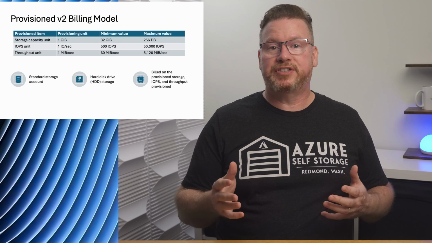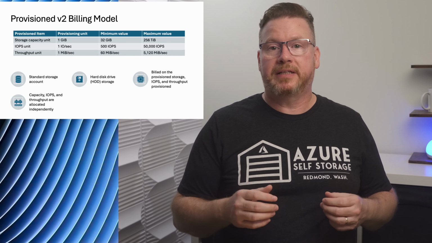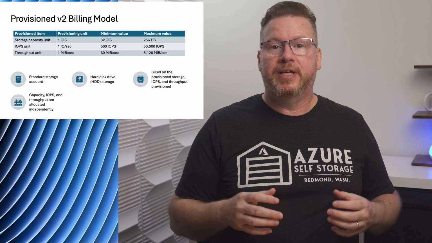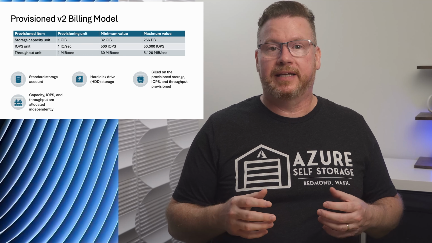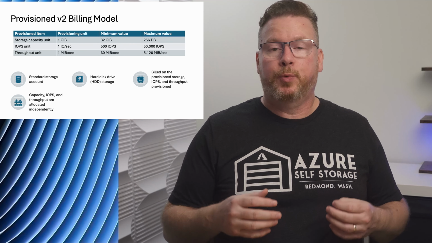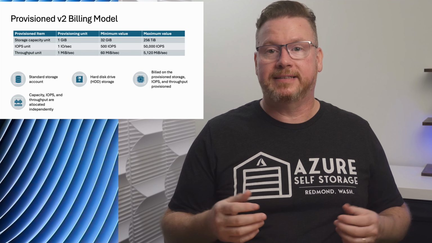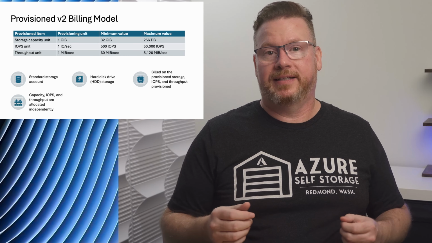And unlike the Provision v1, where capacity, IOPS, and throughput are bound as one billing unit, with Provision v2, each can be allocated independently. For example, if we had a small data set that needed high IOPS, we could provision a small amount of capacity and high IOPS and throughput as needed. The 3 are not dependent on each other.